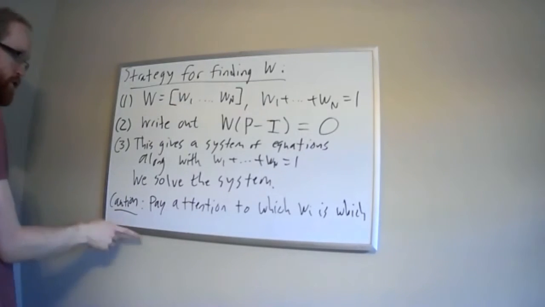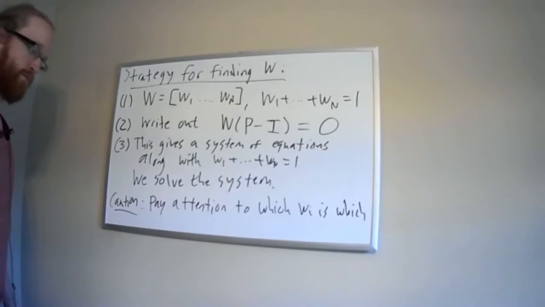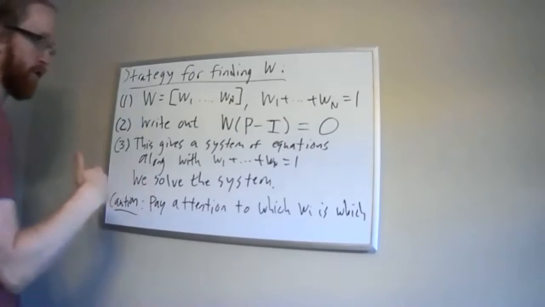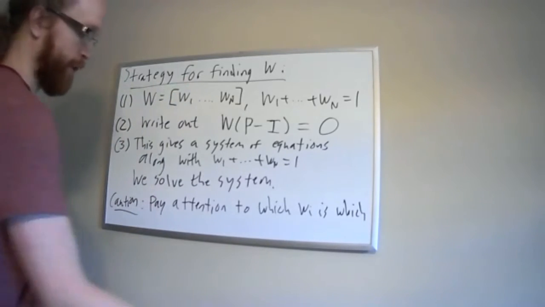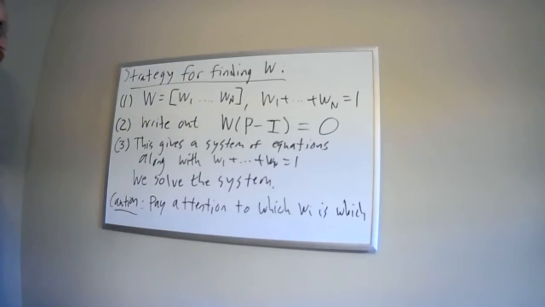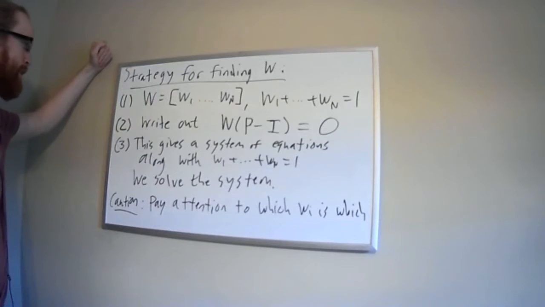So that's like my only caution here: be sure you're paying attention to which Wi is which and that you write them down in the correct order as you go. So again, you might get all the right numbers, but jumble up the order inside of the vector and then you'll be wrong. It won't be correct. So the order very much matters. That's just kind of how vectors work.